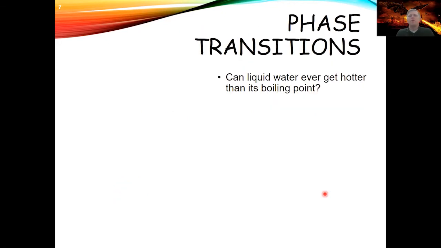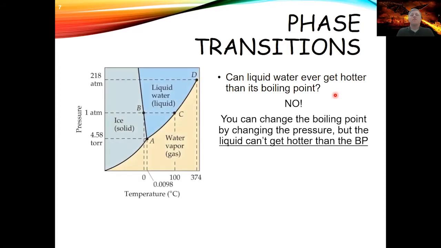All right, so this is when we're heating a material. But what happens when we go through a phase transition? Let's start this conversation out by asking a question. Can liquid water ever get hotter than its boiling point? The answer is no, it can't. So you can change the boiling point by changing your pressure, or also by adding salt to your water. But if the boiling point is set, you can't get water to be hotter than that.